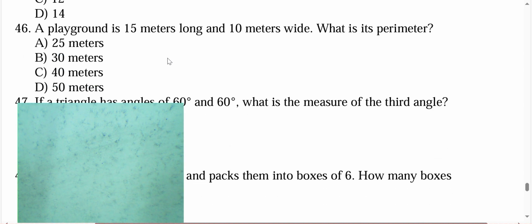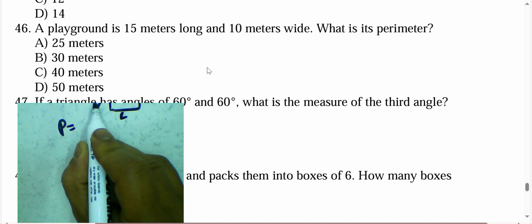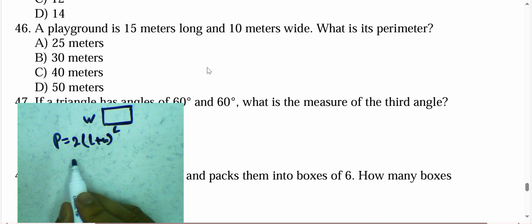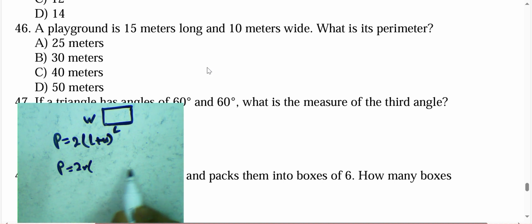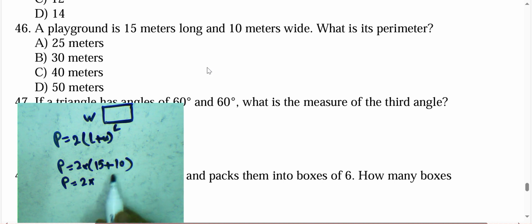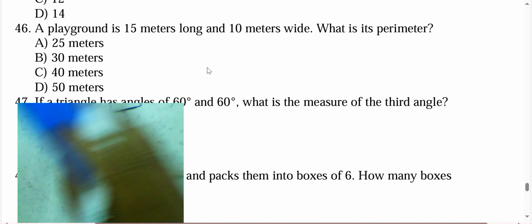Next question 46. A playground is 15 meters long and 10 meters wide. What's the perimeter? We know the perimeter of a rectangle equals twice the sum of length and width. The length here is 15 meters and the width is 10 meters. Then the perimeter equals twice 15 plus 10, which is 25. Then the perimeter equals 50 meters. Okay, the result will be letter D. Choose letter D.